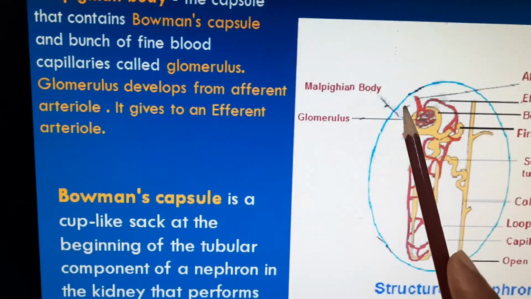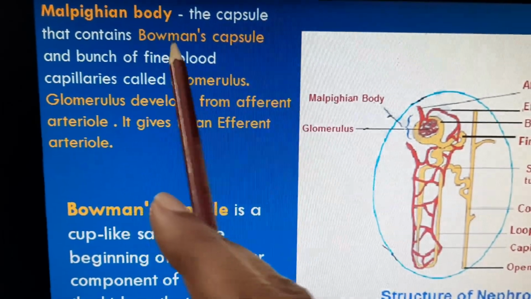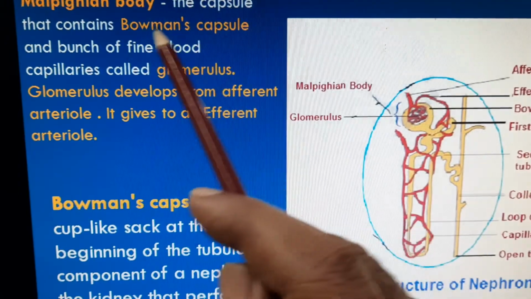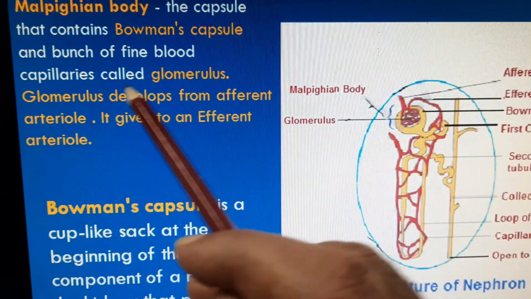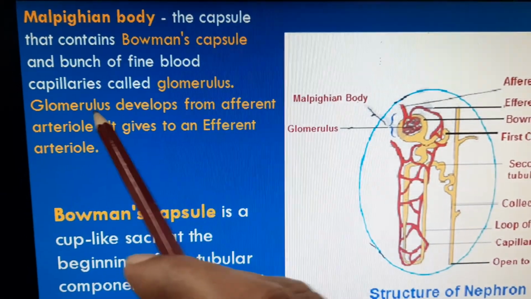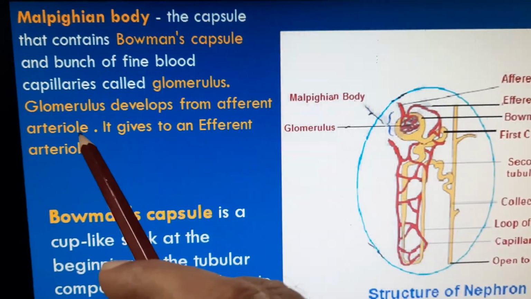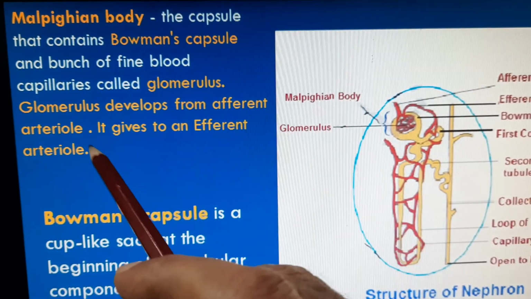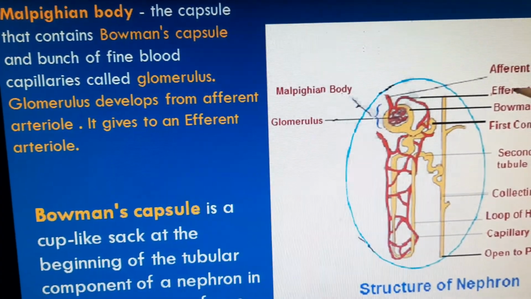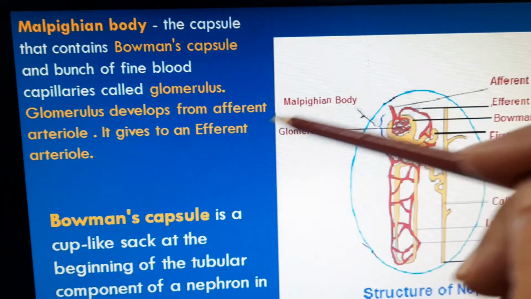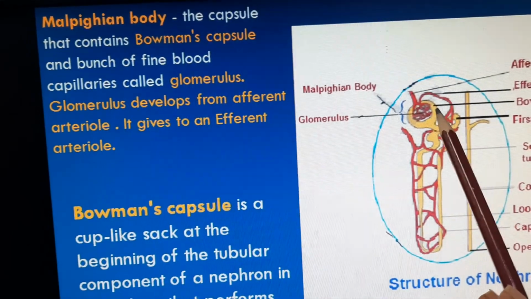This complete structure is known as the Malpighian body. The Malpighian body is the capsule that contains the Bowman's capsule and a bunch of fine blood capillaries called the glomerulus. The glomerulus develops from the afferent arteriole. So this is the Bowman's capsule.